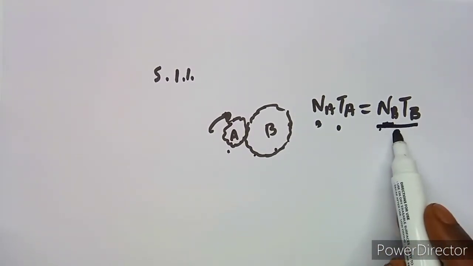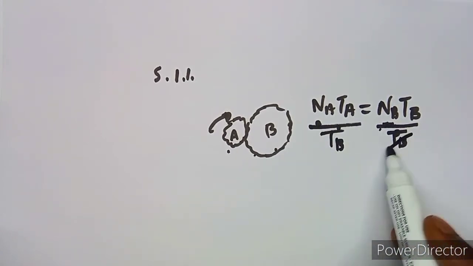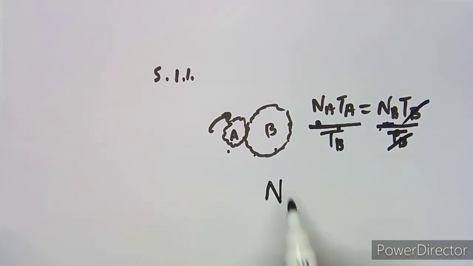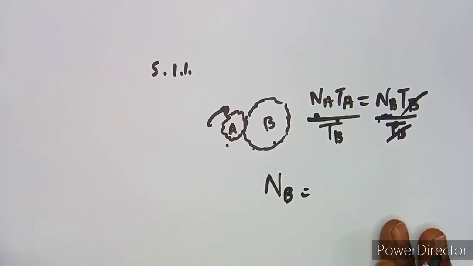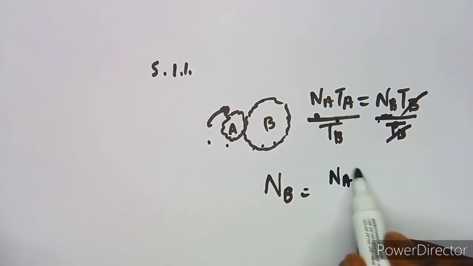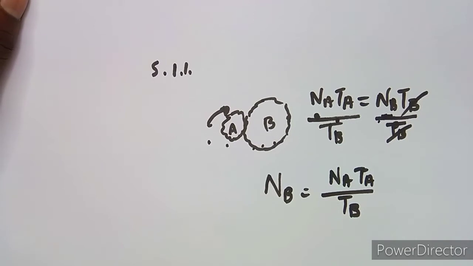So you can divide by TB in this case. That means the rotational frequency for the part which is driven, because this is the driver and this is the driven, is going to be NA TA over TB. You can transpose to make N the subject from your mathematics, guys. You can do this one much better.